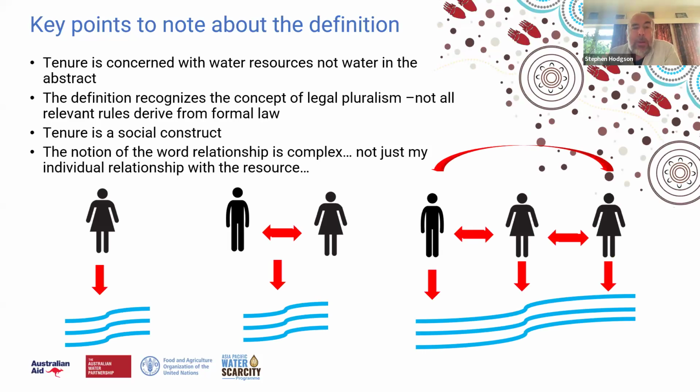A few key points to note about the definition. First, we're talking about water resources specifically, not water in the abstract. Also, the definition recognizes the concept of legal pluralism. Not all of our rules come from formal law. Third, tenure is a social construct. And fourth, the notion of the relationship is complex. It's not just my individual relationship with the resource. It's not just my relationship with you and the resource. It's all of our relationships with water resources, all of our relationships as society.